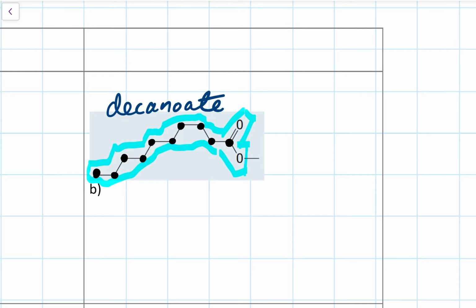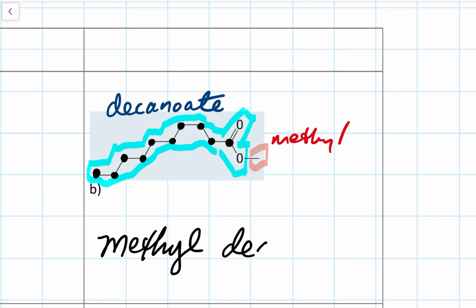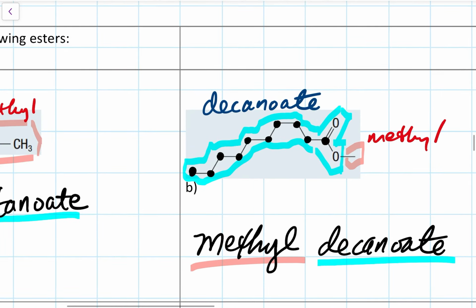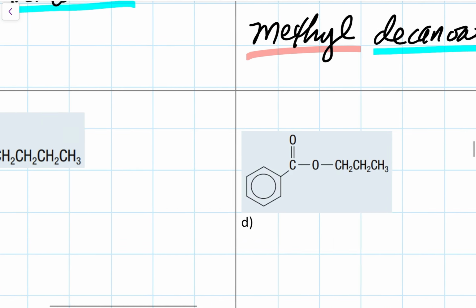Okay, and you got this little stick hanging off there, and we know that to be a methyl. So put it together for the ester name: methyl space decanoate. And again, I hope my color coding is helping you see these bits clearly. Make sure there's a space between those two. Actually, you get a mark for that.